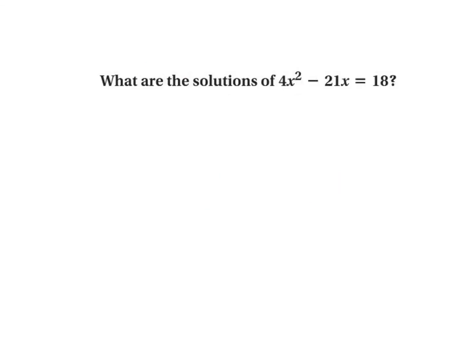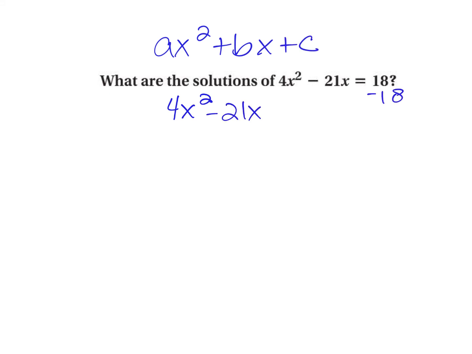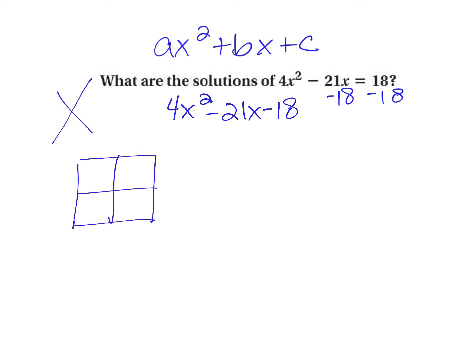All right, so now we have 4x squared minus 21x equals 18. I need to rewrite this in standard form, ax squared plus bx plus c. So I need to subtract 18 to move it to the other side. Now I have everything I need. I'm going to start by drawing my box and my x puzzle. So -18 times 4 would be -72, and I need a -21 for my sum.